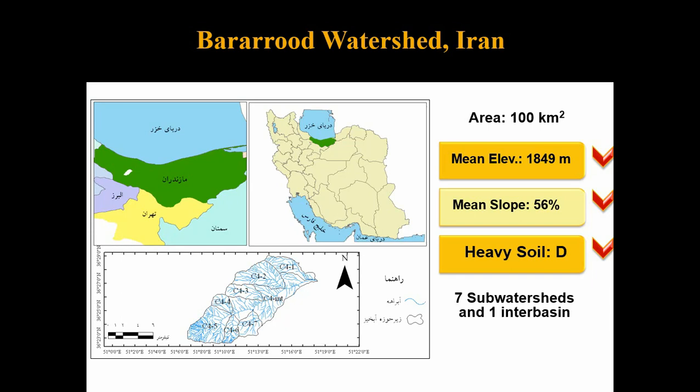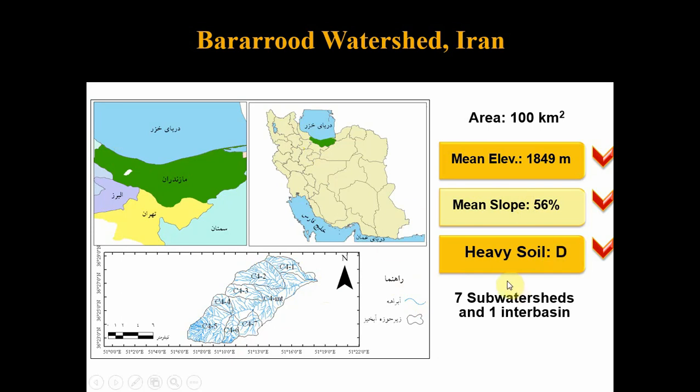in reality. Here, I would like to introduce a forest watershed, which is called Barrow Road watershed, located in the northern part of Iran and near the Caspian Sea. Here is the Mazandaran province, and this is the Caspian Sea, just adjacent to it. This watershed has an area of 100 square kilometers with a mean elevation of 1849 meters above sea level. It has a mean slope of 56%, so it is a very steep watershed.